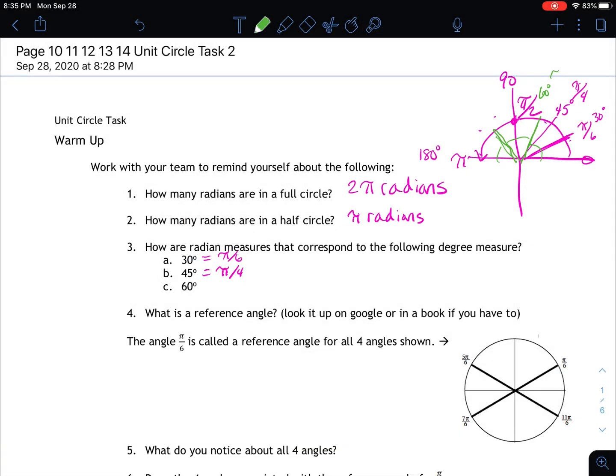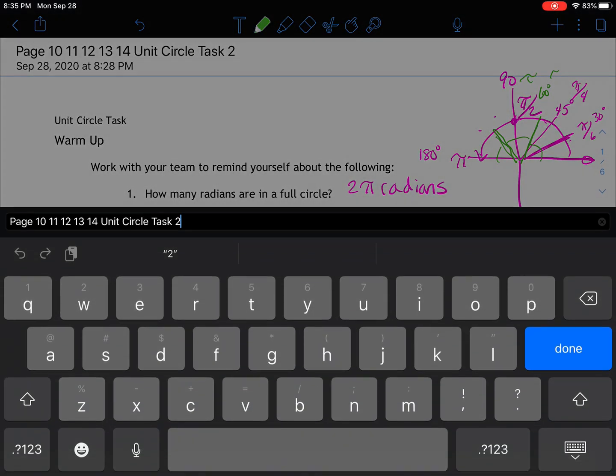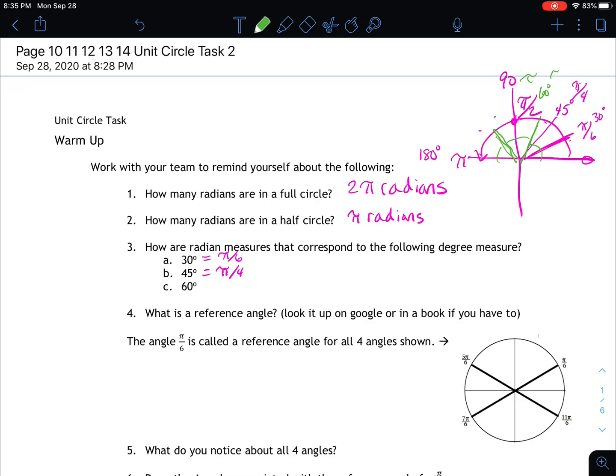I'm not having good luck today. I don't know what I'm touching to keep doing that. Okay. Let's just write it right here.